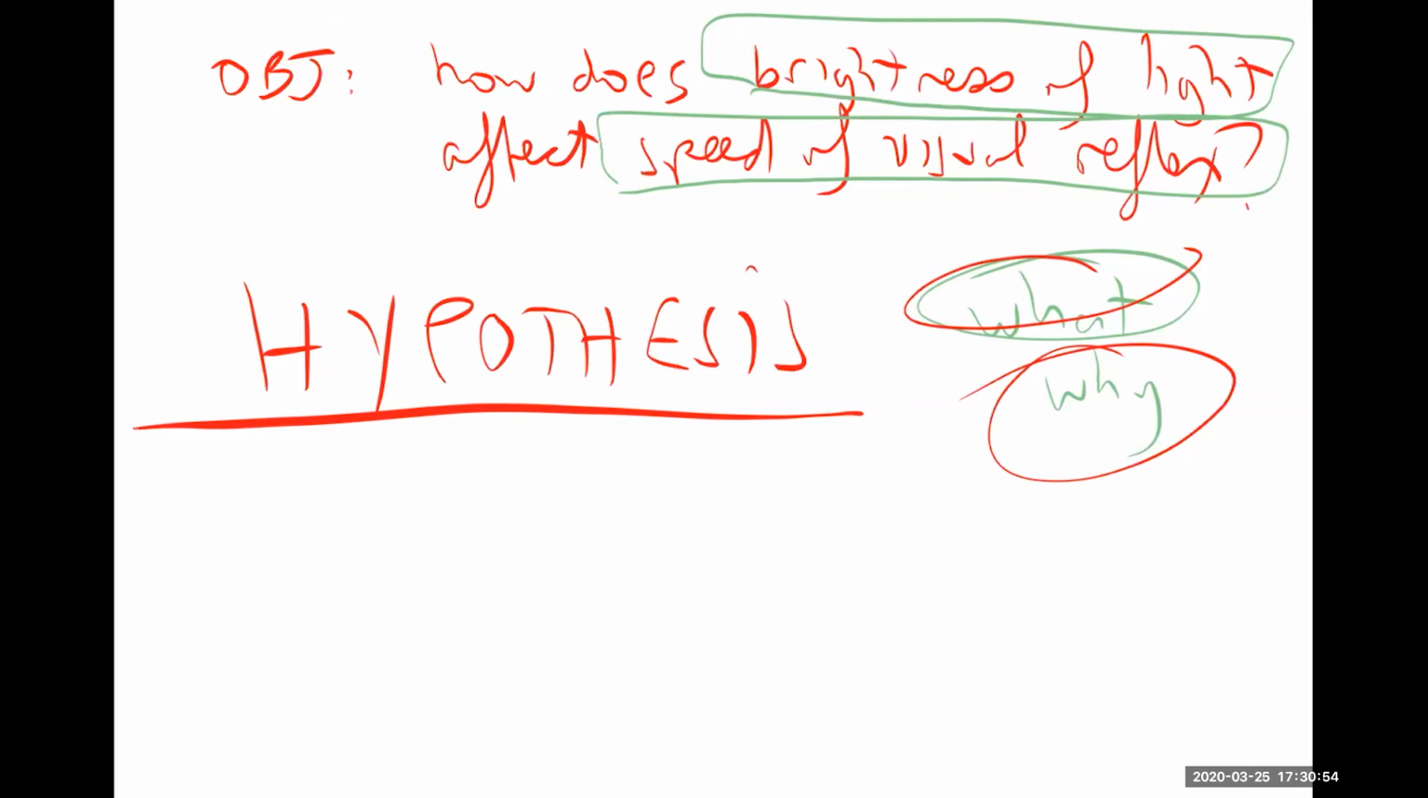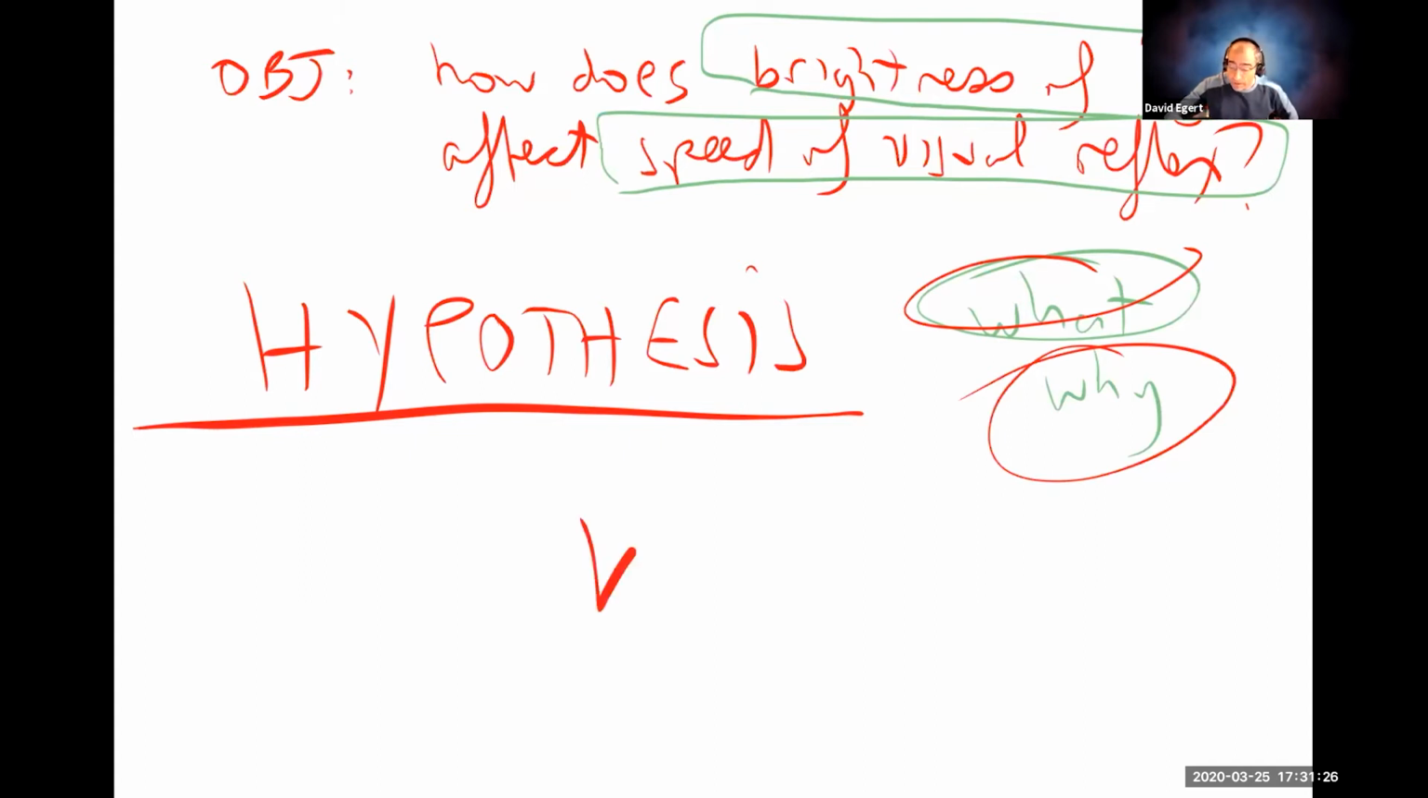Because the cones are operating in bright light and they're faster. Exactly. The brighter the light, the more you're going to be using your cones. Dim light, you're going to be using rods. And we know that cones are faster than rods. So bright light, which is using cones, is going to be faster than dimmer light, which is using rods, because cones process images faster than rods.